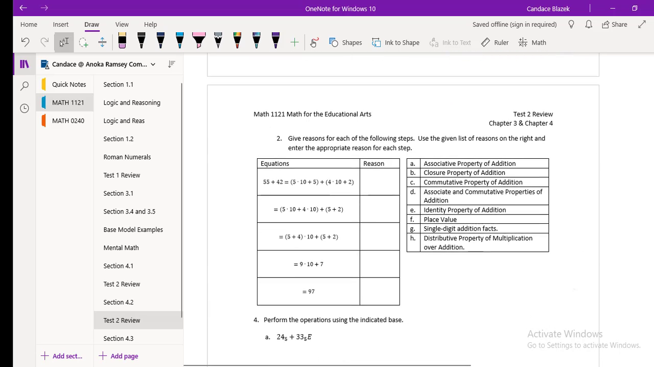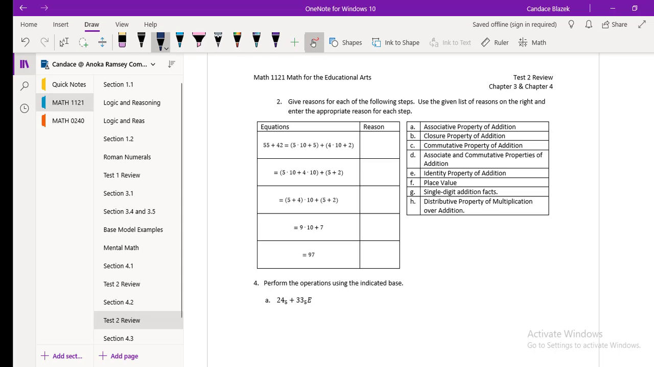Number 2, give reasons for each of the following steps in the chart on the left. Use the given reasons on the right and enter the appropriate reasons for each step. Well, speaking through the first line, 55 plus 42 is equal to the quantity 5 times 10 plus 5, which equals 55, plus 4 times 10 plus 2, which is 42. Looking at the options on the right, the first one is place value. We know that because we are splitting up the number, multiplying the tens place in each one by a 10.